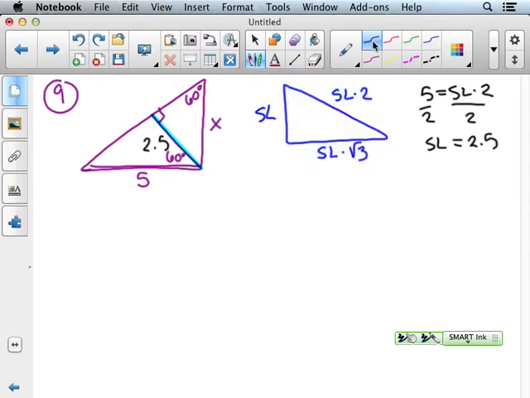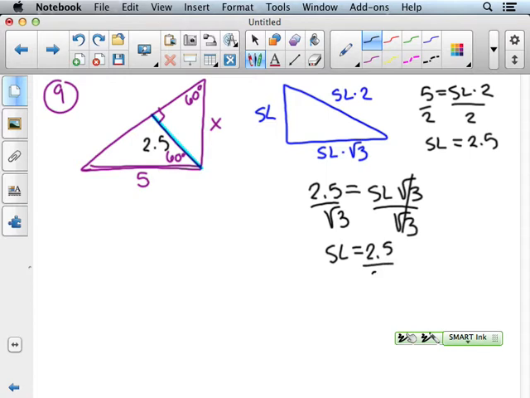I'm going to say 2.5 equals short leg times square root 3, and I'm going to divide by square root 3 on both sides. This cancels, and so we get that the short leg equals 2.5 divided by square root 3. And so that's this, 2.5 divided by square root 3. Now to get from the short leg to the hypotenuse, we just multiply by 2. So times 2.